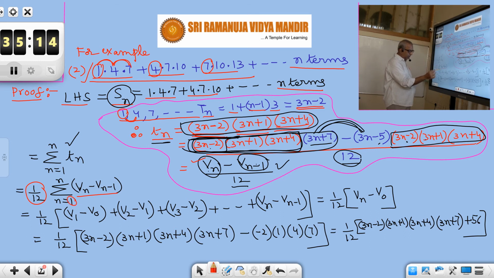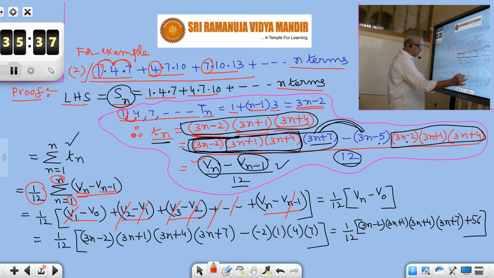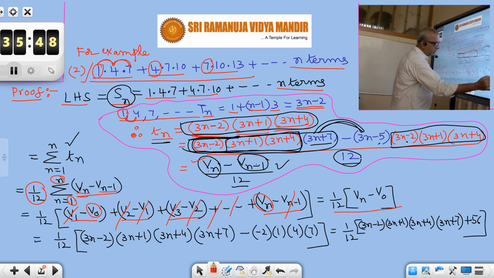First I will give n equal to 1: V1 minus V0, first bracket. Next n equal to 2, V2 minus V1. N equal to 3, V3 minus V2. Lastly, n equal to n, Vn minus Vn minus 1. So as usual, the first part with the second part cancels, first part with the second part, and so on, up to the previous bracket, first part with the second part. What will remain? Vn in the last bracket minus V0 in the first bracket. So, Vn minus V0 will remain.